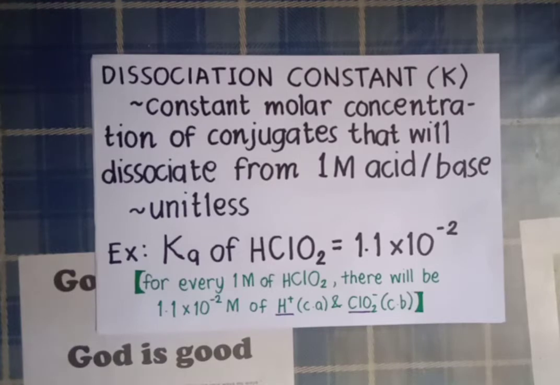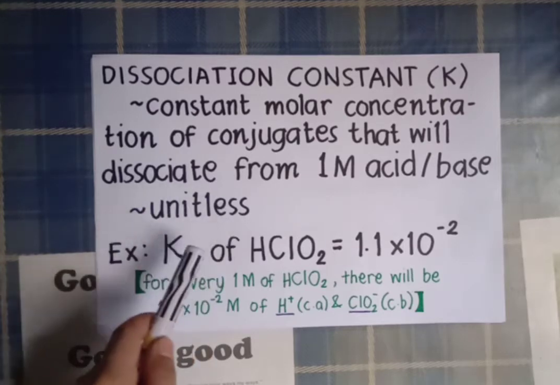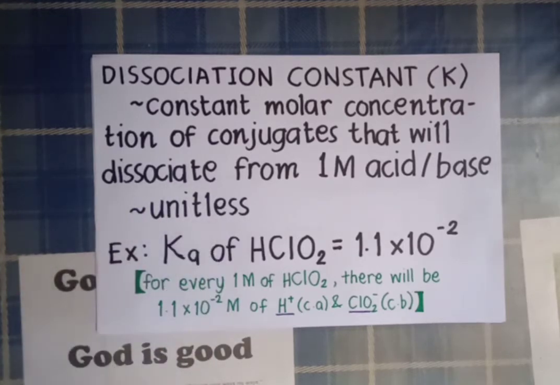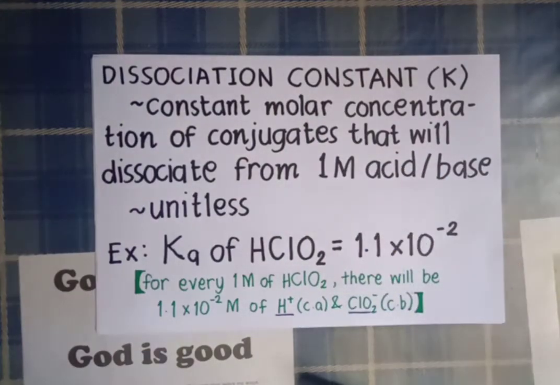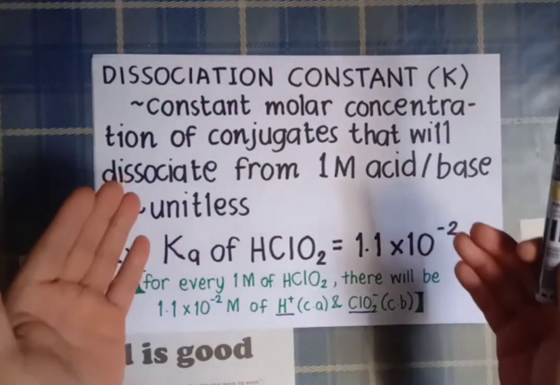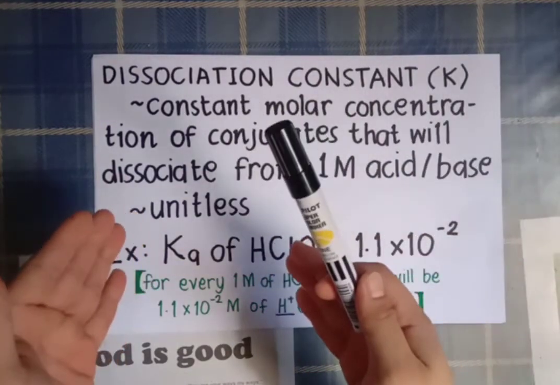Take note that dissociation constant is constant for each molecule or for each compound. Each molecule or each compound has its own dissociation constant, and dissociation constant is considered unitless. Why? Because essentially, dissociation constant is the ratio between the molar concentration of conjugates and the molar concentration of its acid or base. And so, the molar concentrations cancel out, causing the dissociation constant to have no unit at all.